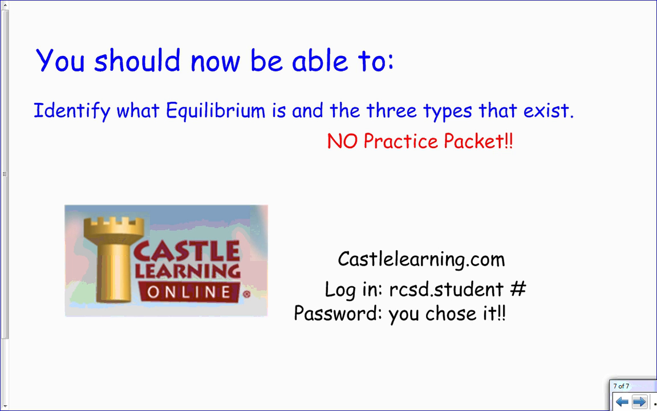Now we know a little bit about equilibrium. It goes both ways. There are three types. Most importantly, part of equilibrium is the rate of the forward reaction equals the rate of the reverse reaction.